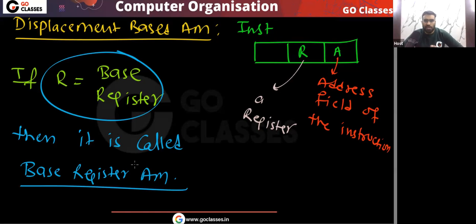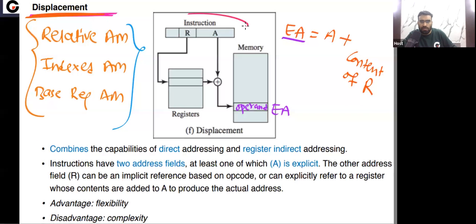Overall, did you understand? One by one, we will study, don't worry. We will study indexed addressing mode, PC relative addressing mode, and base register addressing mode. But overall, did you understand what is happening here? All of them have the same template. R, A. What you have to do is add the content of R plus A. That will be your effective address. So remember, all of them have the same template.